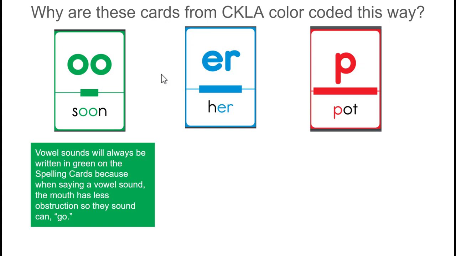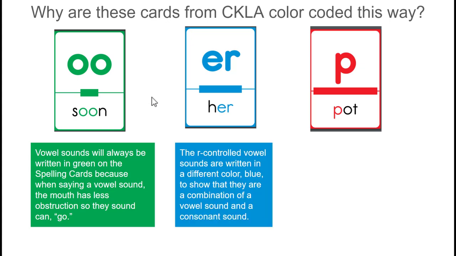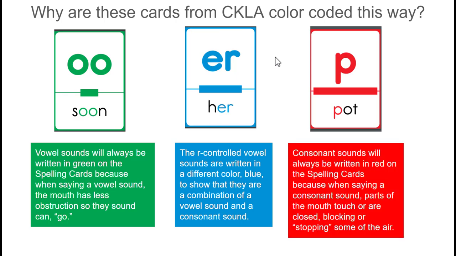So the vowel sounds will always be written in green because when we say a vowel sound, the mouth has less obstruction, so the sounds can just go. The R controlled or vowel R are written in a different color of blue to show that they are a combination of a vowel sound and a consonant. And then we have our consonant sounds. Consonant sounds are always written in red on the spelling cards because when saying a consonant sound, parts of the mouth touch or are closed, blocking or stopping some of the air. So it's kind of fun to see the color coding coming through, pulling from what we've just learned about phonetics.